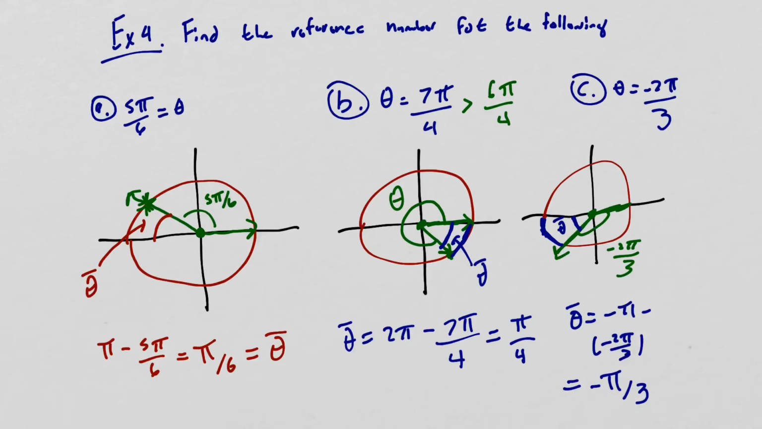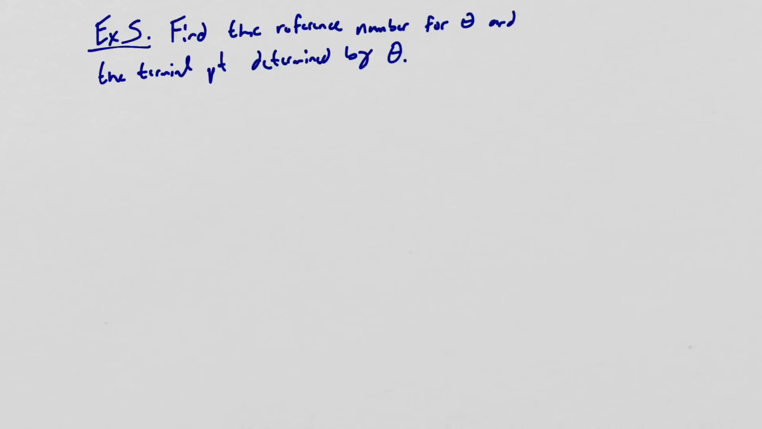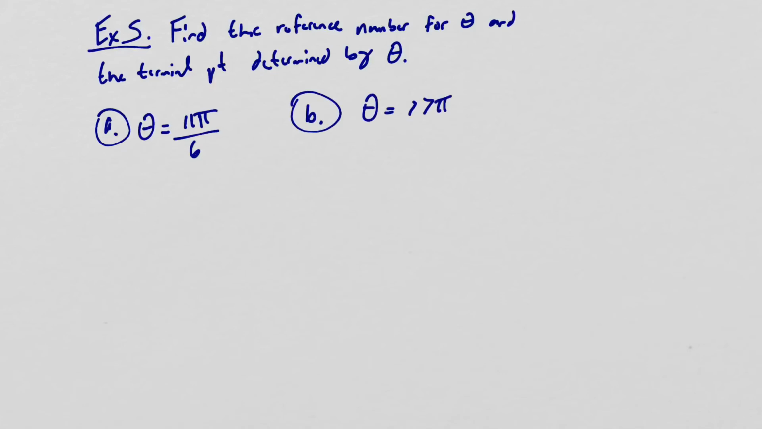Now that we can find reference numbers, let's use this to find terminal points. Example number 5. Find the reference value for theta and the terminal point determined by theta. And we'll be doing this for two different theta values. In part A, we'll be looking at theta is equal to 11 pi divided by 6. And in part B, we'll be looking at theta is equal to 17 pi divided by 6.